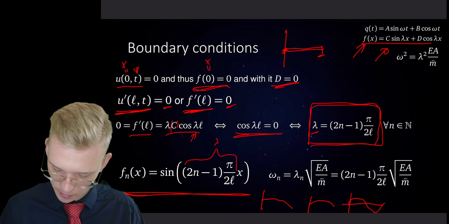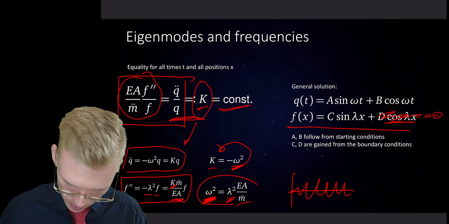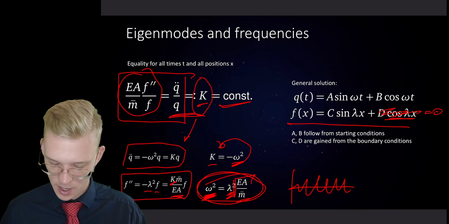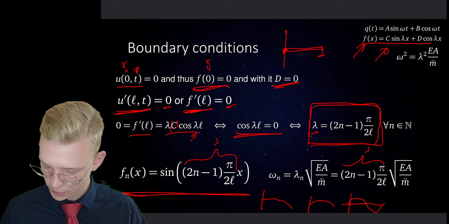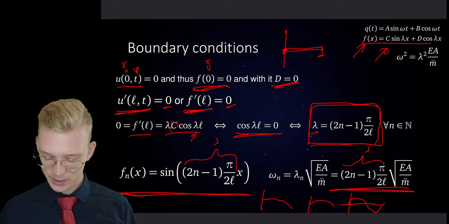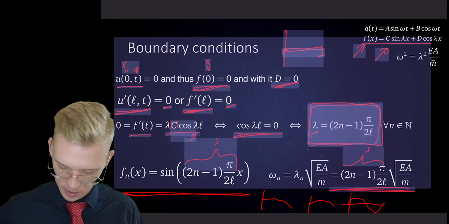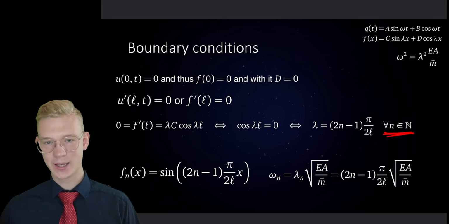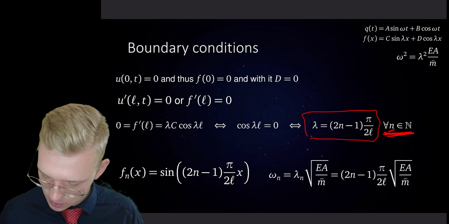The eigenfrequency, where did we say it before? It is right there. So the eigenfrequency is lambda times the square root of EA divided by M. And now we know the eigenfrequencies and eigenshapes of our system. It's important to understand that we have infinitely many eigenfrequencies and eigenshapes. So this is why our lambda is dependent on n.